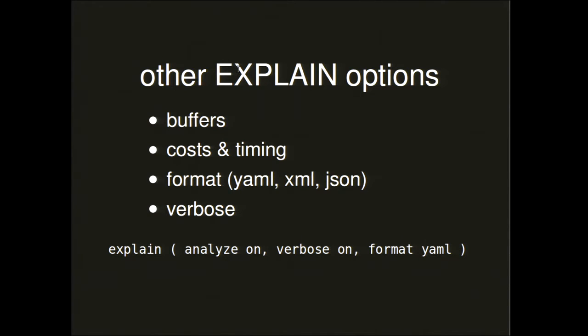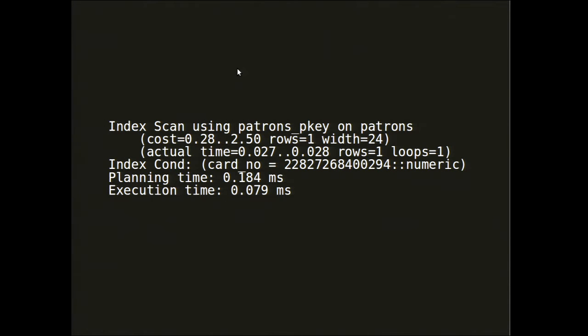These parameters actually get passed by the extended syntax. So you do explain, and then you open parentheses, and then you do a set of parameters with on or off or the parameter condition, as I've got in that format there. The one I will go over, costs and timing, are on by default. So if you actually look at our explain plan here, right, this is costs, and that's timing.